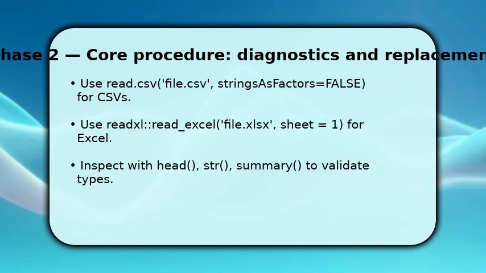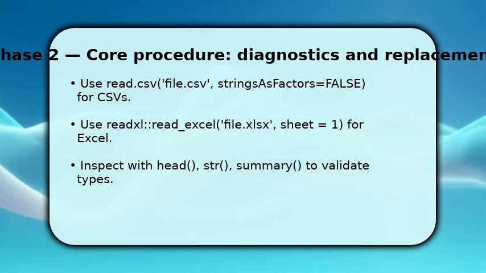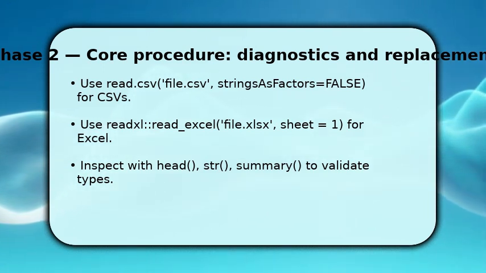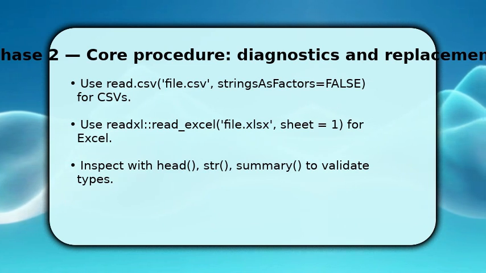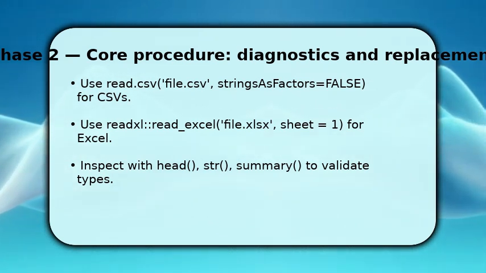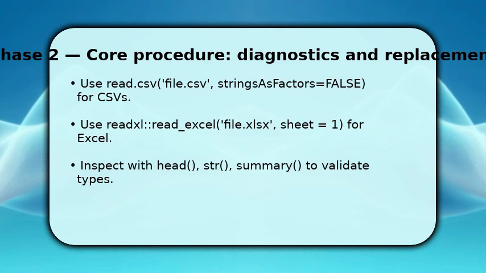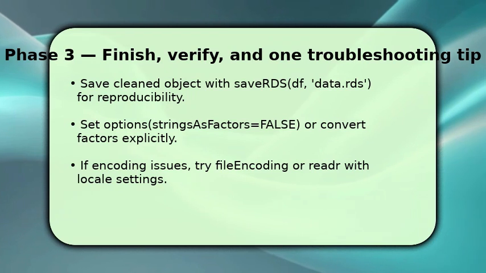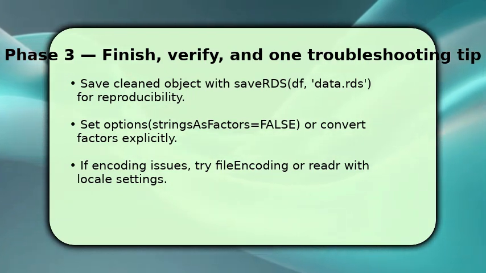Once the data loads, immediately validate it. Use head to view rows, str to confirm column types, and summary to spot missing values. Make sure to set strings as factors appropriately and convert dates with as.Date or lubridate when needed so analyses won't break. Finish by cleaning and saving. Rename columns, convert types, and save a serialized copy with saveRDS so loading later is instant.